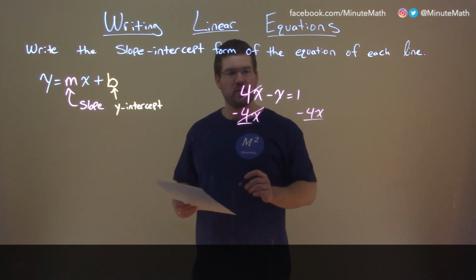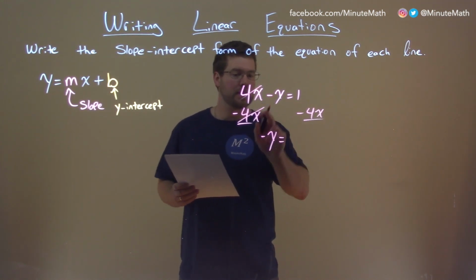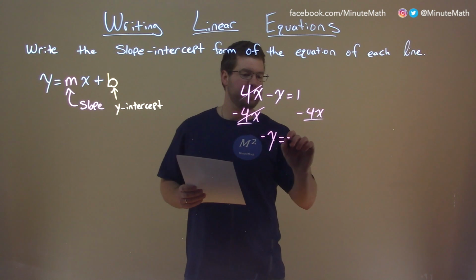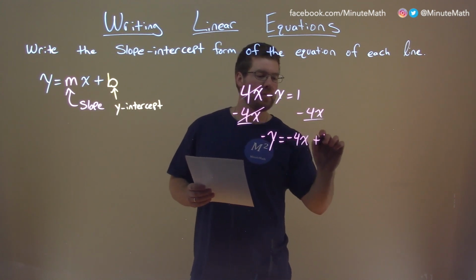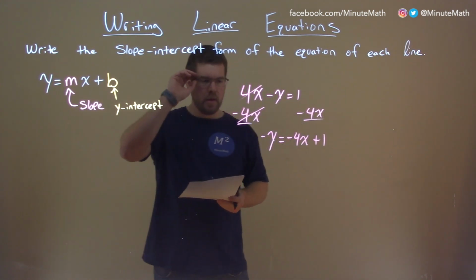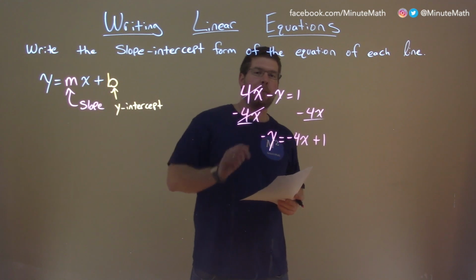Minus 4x cancels out, and we're left with a negative y here on the left. Don't forget that minus sign. Equals, not like terms, can't combine them, minus 4x plus 1. Okay? Remember, positive 1 there. Be careful. A lot of times people think that they're done here. We still have that minus y.